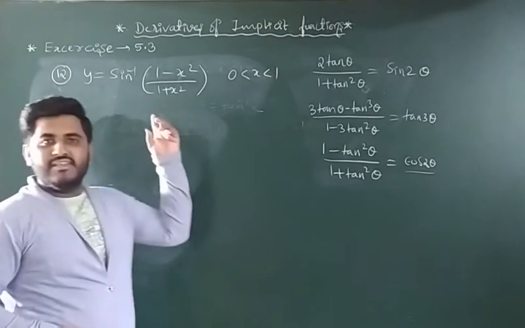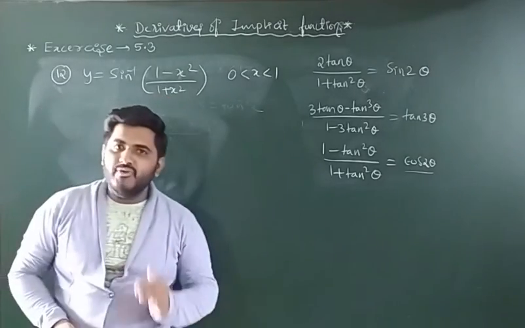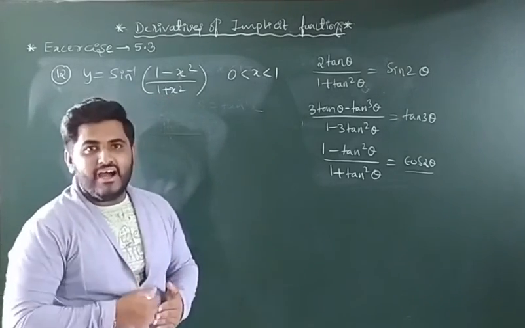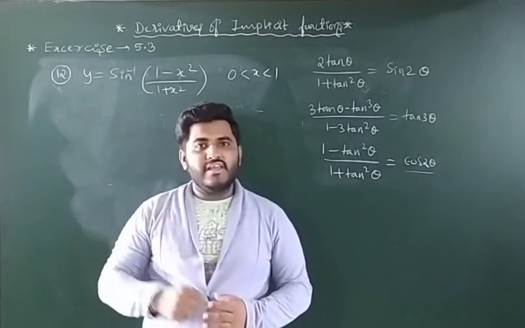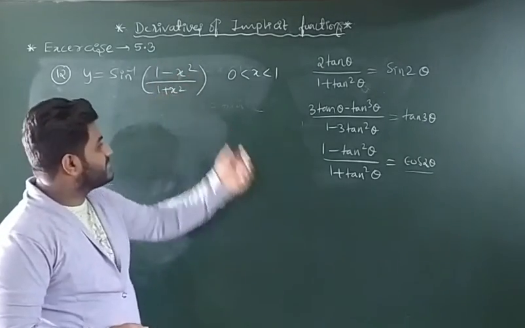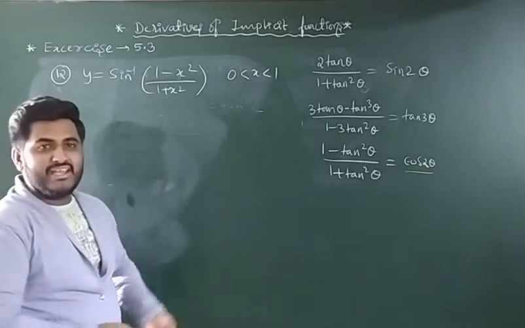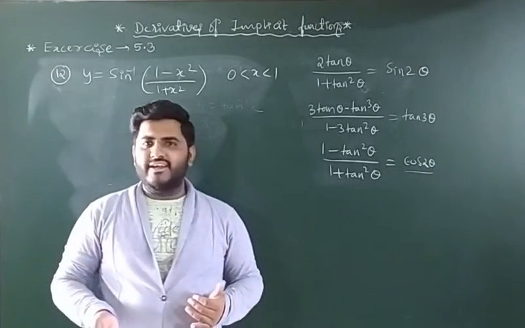So again carefully see here, guys. 1 minus x square divided by 1 plus x square means, if you put x equal to tan theta, what are we getting? 1 minus tan square divided by 1 plus tan square. When 1 minus tan square divided by 1 plus tan square, we have the formula cos 2 theta. But here we have sin inverse. So we can convert that one into sin.